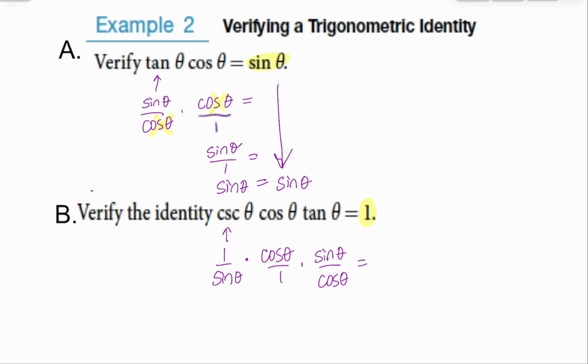Now, you can at this point cross out, but kind of color code it. Show me really what you did. I crossed out these cosines. I crossed out these sines. I got 1 over 1, which is equivalent to 1. Right at the final stage, put an arrow in between. So I have showed in detail why it was equal to 1.